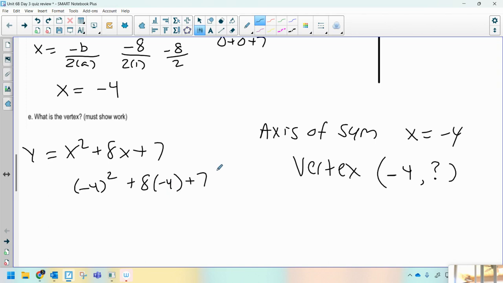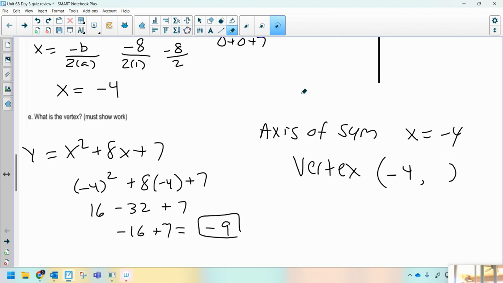I don't have my calculator on me, so I'm going to try and do this in my head and not make a mistake. Negative 4 squared is a positive 16. 8 times negative 4 is minus 32. And then plus 7. We're going to get negative 16 plus 7, and we're going to get that to equal a negative 9. That is our y of our vertex. So instead of this question mark right here, we have solved the mystery. Mystery solved. Negative 4, negative 9 is going to be our vertex.